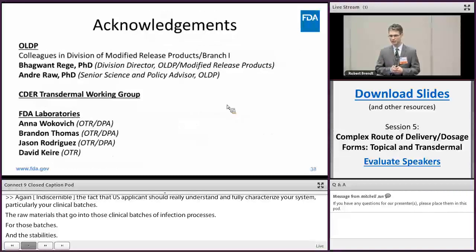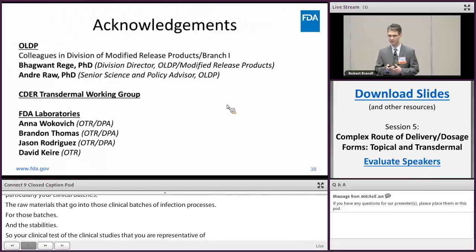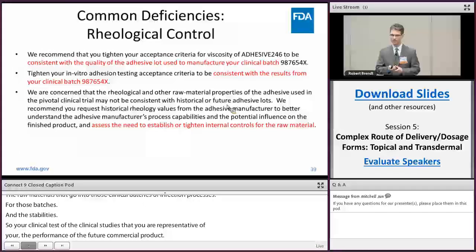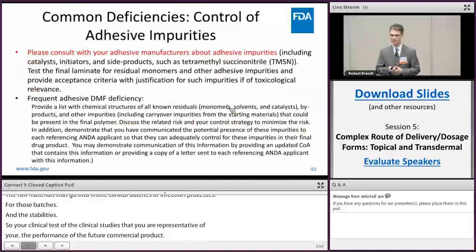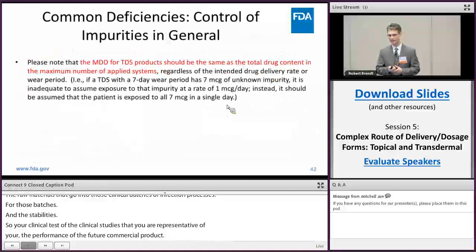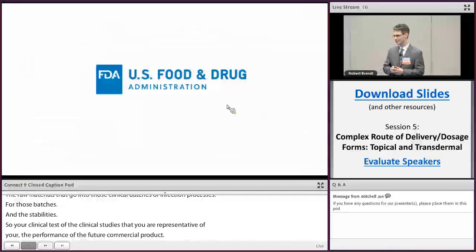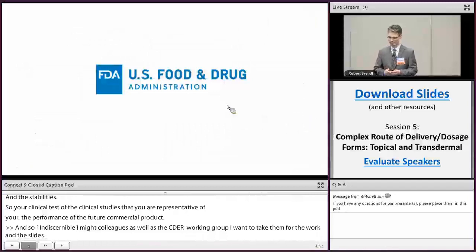And so with that, I'd like to acknowledge my colleagues in OLDP, as well as the CDER Transdermal Working Group, and the FDA laboratories for their work in the slides that I showed. And I'll also point out that I've included some common deficiencies as reference at the end of my slide deck. And with that, I'd like to turn it over to Dr. Ying Fan to provide more of a clinical perspective.